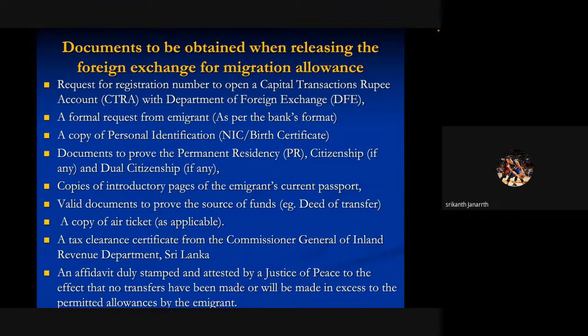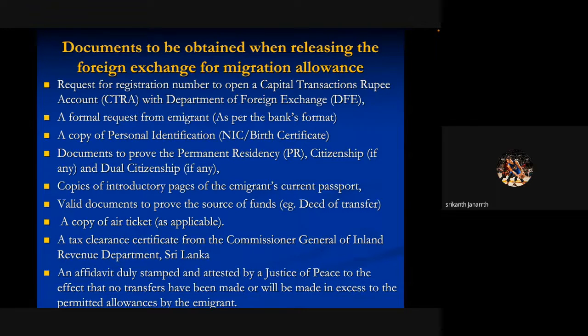First of all, request for a registration number, open a CTRA. So you need to know, first of all, what is the first step you will tell the account holder? You need to open a CTRA, which needs to be registered with the central bank. That is the first advice. Once you have the CTR account, the customer has to make a formal request. He got the PR, now he wants to remit money. So he comes with a letter. The bank might ask him to give a format, whatever letter. They will have an application. He has to fill it, and make a request for how much he wants to take.